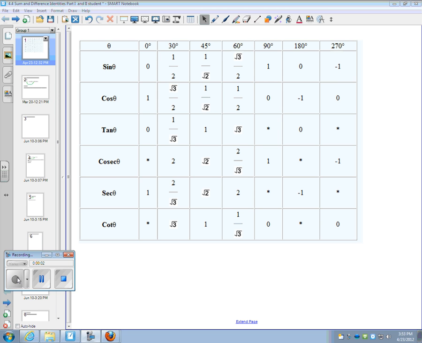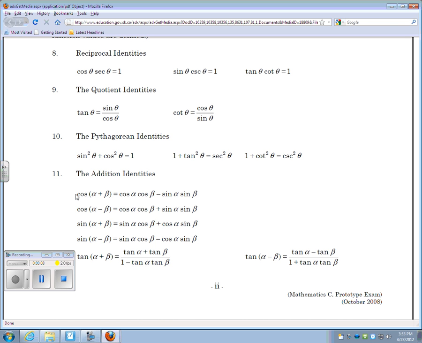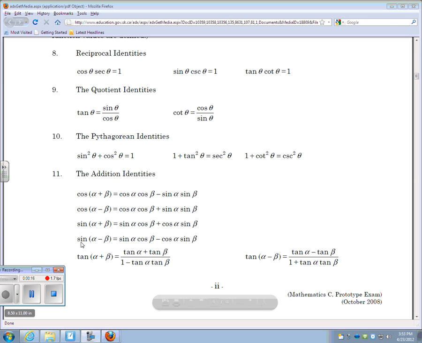Today we're looking at 4.4, Sum and Difference Identities. And just to show you what we're looking at here, they're right here, the addition identities. All of this part right here is where we're looking, okay? So having your formula sheet is a good idea.